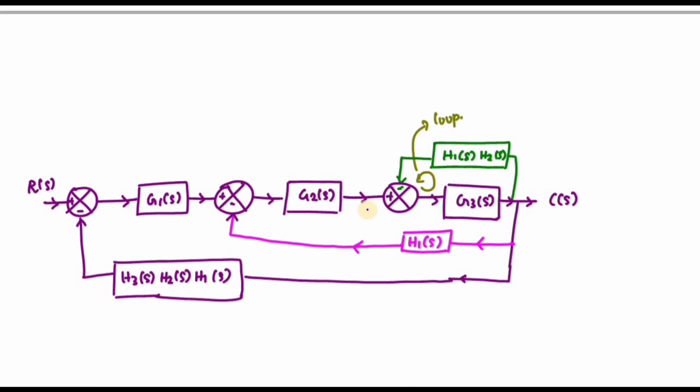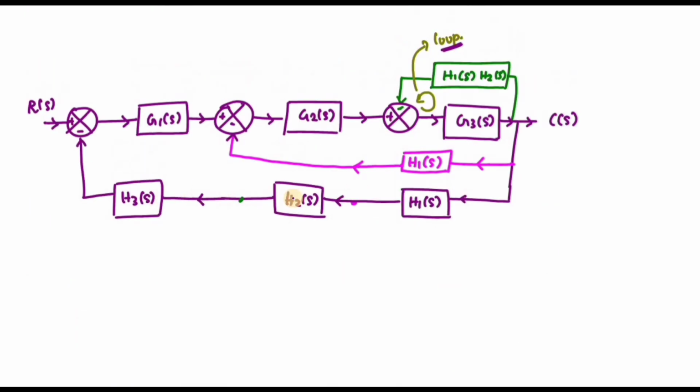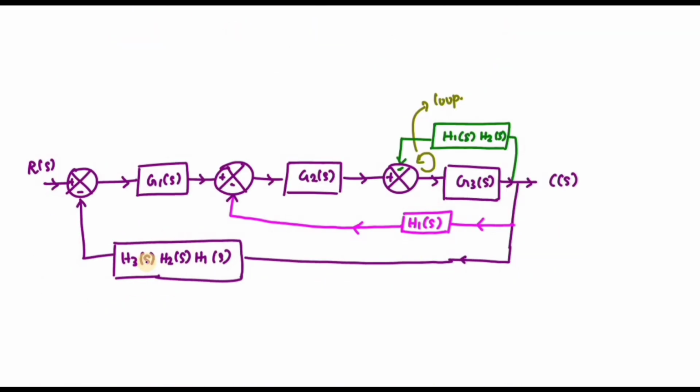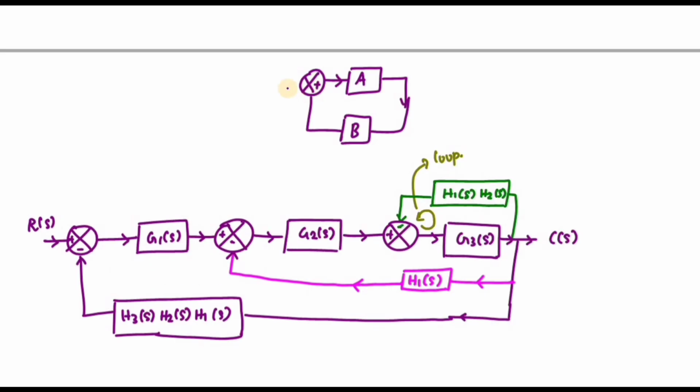So this forms a loop, right? So at the bottom you can see H1 of S, H2 of S and H3 of S connected in series. So I'm going to replace it as a multiplication of these three values. And next, since this is forming a loop, I'm going to write this one as A, and here this one as B. So this I can write as A divided by 1 plus A beta. And since it is minus, I am going to replace it as plus. So since it is forming a loop, it starts from the summation and it ends at the summation.